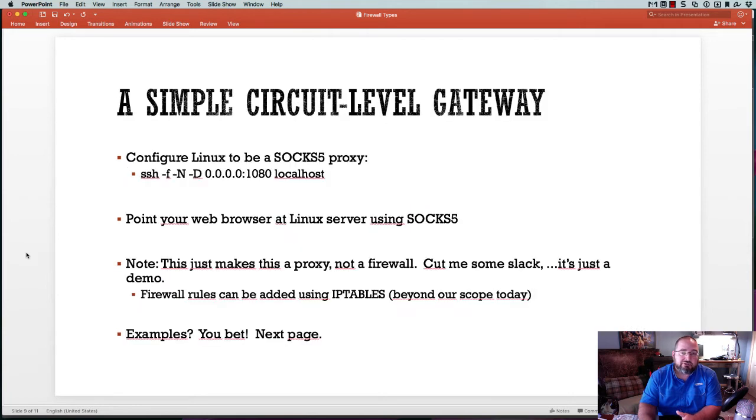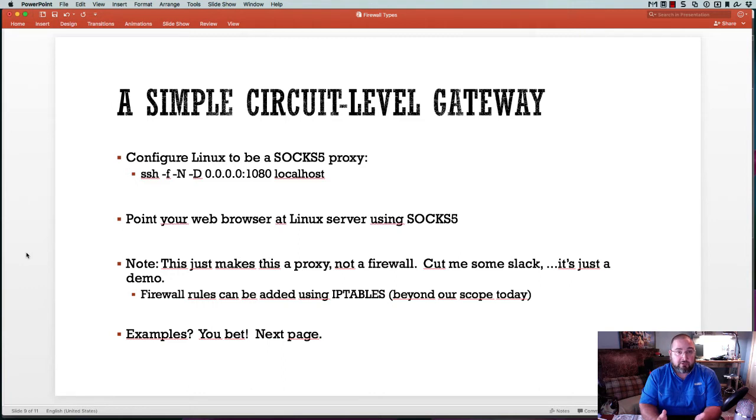So let me show you a simple example of this. Now, this is not a true specific implementation. I just want you to understand conceptually what is going on. To reiterate, a stateful firewall is going to allow the client and the server to actually communicate with each other. A circuit level gateway does not do that. A circuit level gateway has the client establish a connection to the gateway, and then the gateway establishes the connection to the server.